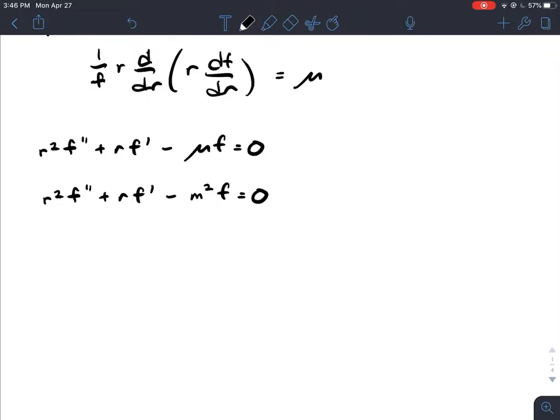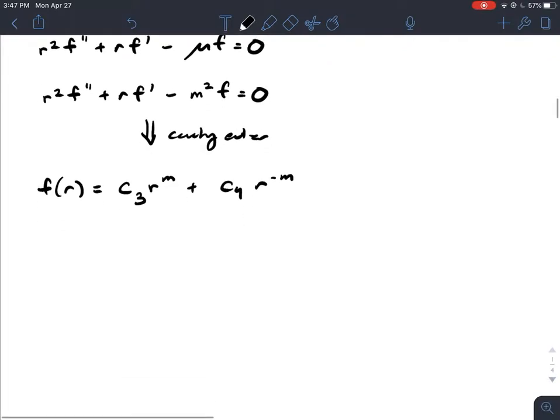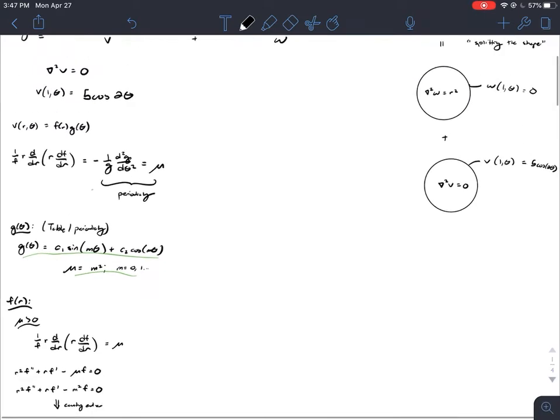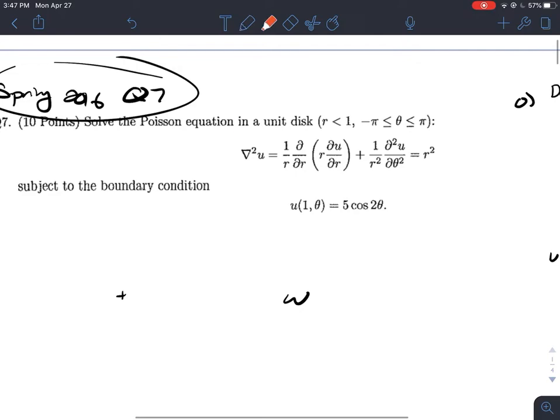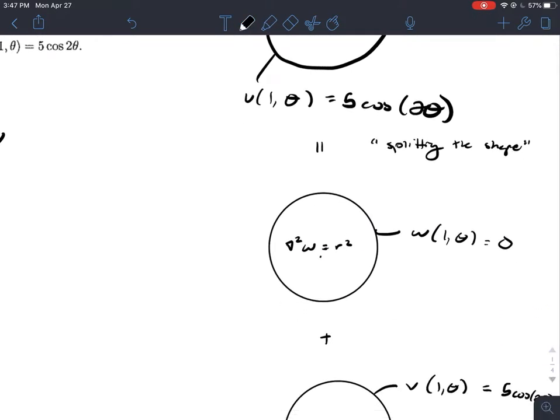So in solving Cauchy-Euler problems, this currently gives us a solution of f of r is equal to c3 r raised to the m plus c4 r raised to the negative m. And now we have to essentially apply the boundary conditions that were given to try and eliminate one of the terms. So something I didn't explicitly mention, but hopefully you guys have caught on by now, is that since we're trying to solve the Poisson equation in a unit disk, we also have to account for the singularity condition at the center of the circle.